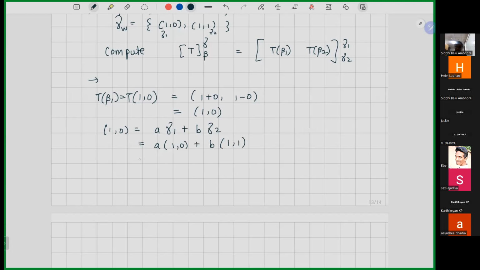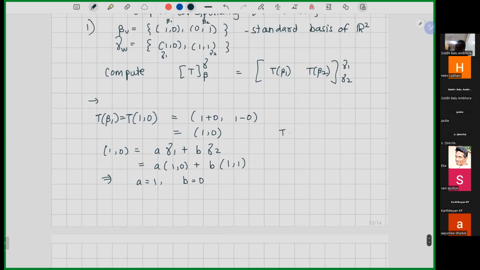And if I compare, what I will get? A is 1 and B is 0. So keep this in mind. I am writing here T beta gamma. The coefficients of the first column correspond to T beta 1. So here I will get 1 and here I will get 0. Here we had gamma 1, gamma 2, T beta 1, T beta 2.